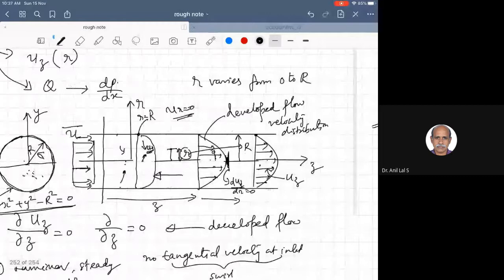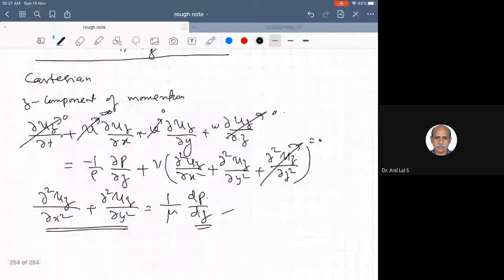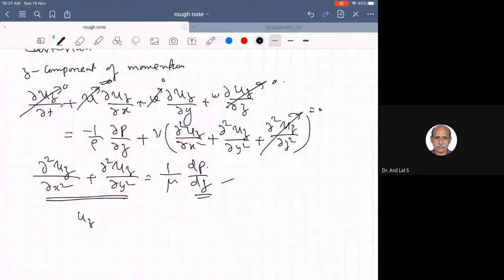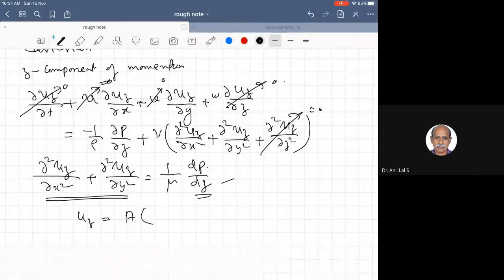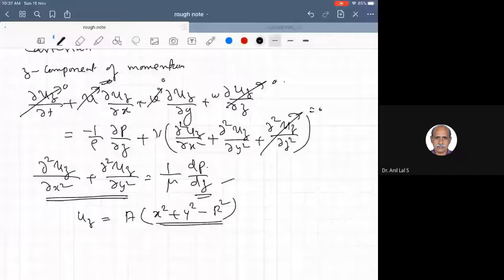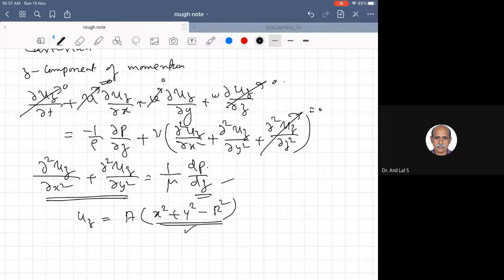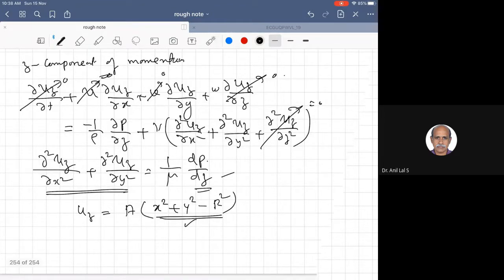So if we take a function uz equal to some A into x squared plus y squared minus R squared, then on the surface of the pipe this will become equal to 0, and this uz can satisfy what is called the boundary condition: uz is equal to 0 on the surface.